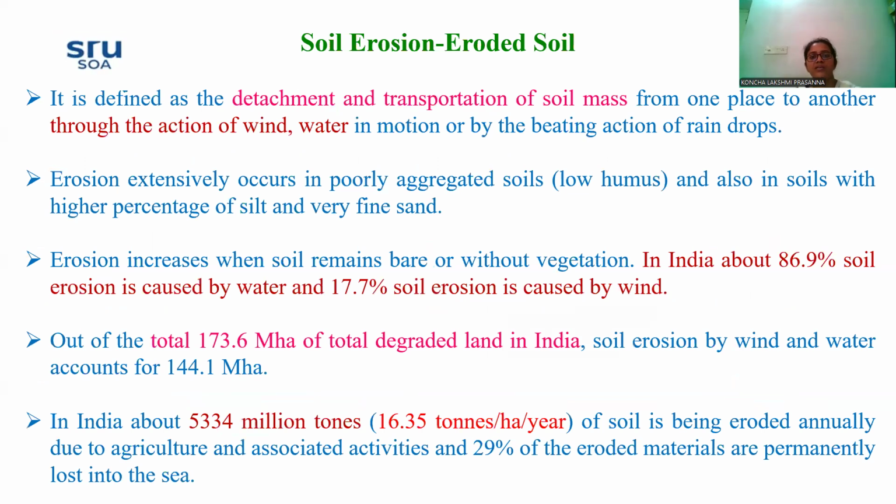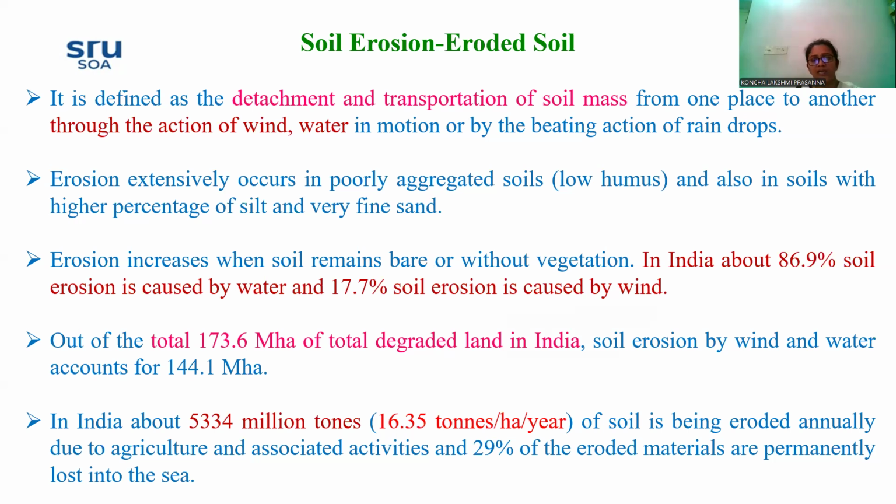The next constraint is soil erosion or eroded soil. Eroded soil is one of the major constraints, mostly seen in arid and semi-arid conditions. The word erosion depicts the detachment and transportation of soil mass from one place to another, which takes place through the action of wind, water in motion, or the beating action of raindrops. This is known as erosion.